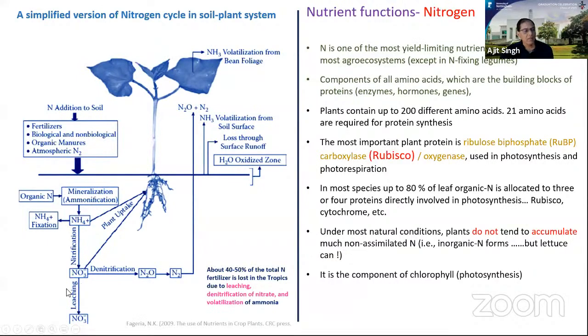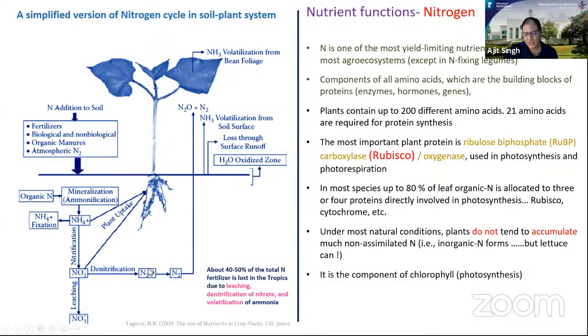Then there's another very important reaction happening, that is denitrification. So we have denitrifying bacteria that convert nitrate into dinitrogen oxide or nitrous oxide and nitrogen, which is released into the atmosphere.